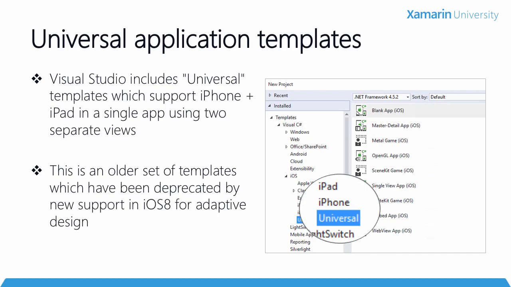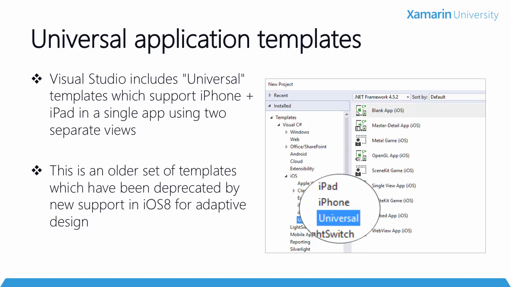The third form is the Universal template. This creates a single application which can be run on either an iPhone or an iPad. And the way it works is the template creates 2 UI definitions, one for the phone and one for the tablet. You share all the logic and the code between them, but the UI is defined independently. Now, this is an older approach to creating adaptive designs. And as of iOS 8 and beyond, Apple doesn't use this approach anymore, or at least I should say, they don't necessarily recommend it for most applications.